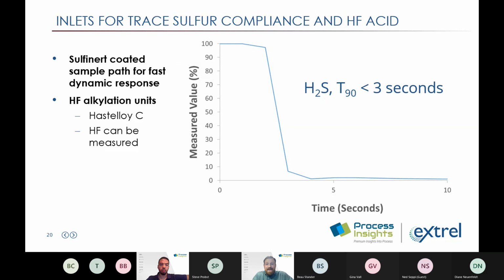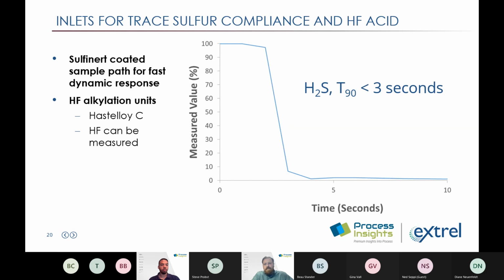In addition to managing condensation, the sample path also has to be designed to deal with surface interaction, like H2S sticking to the stainless steel. We do that by coating everything through the entire sample path with a sulfur inert coating. That's a very commonly used standard option for flare mass spectrometers.